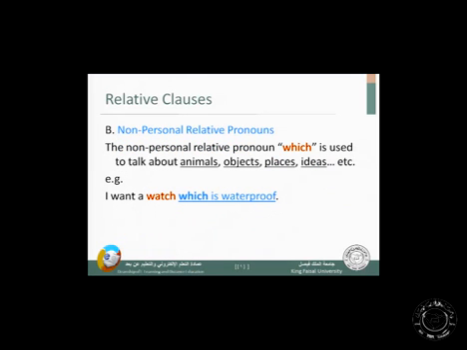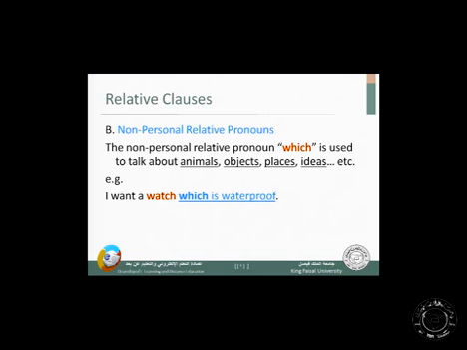Now we'll talk about another distinction, which is relative pronouns used with non-personal antecedents. We call these non-personal relative pronouns. The non-personal relative pronoun, which, it is one pronoun, so instead we should modify the title. It should be non-personal relative pronoun, not pronouns, it's only one, which is which. So which is used to talk about animals, objects, places, and ideas. As we said, anything not human.